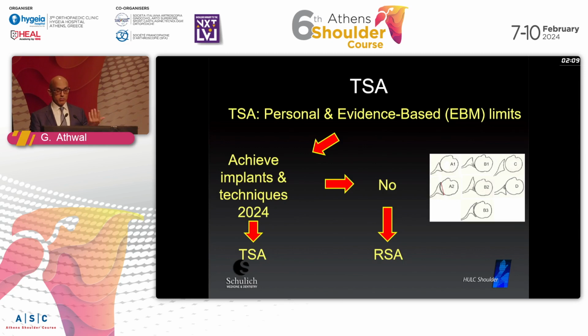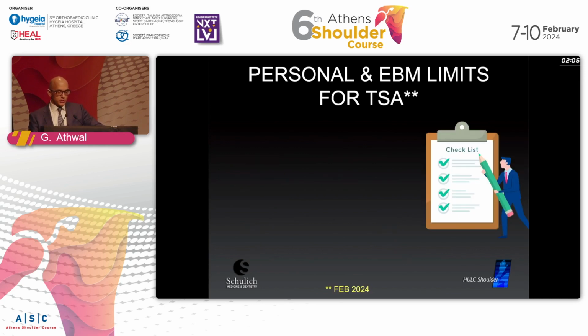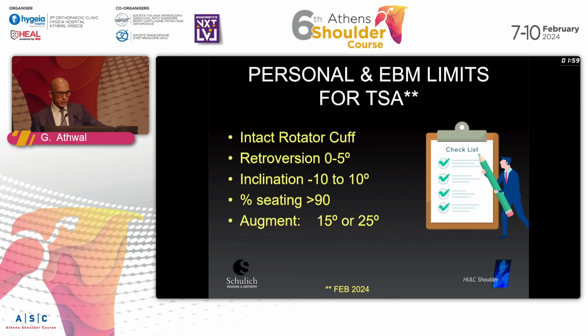So the question is what are my evidence-based limitations and personal limitations? Here they are, and I've put a little asterisk here because this is based off today, because this changes as more literature comes out. For me to do an anatomic total shoulder arthroplasty, they have to have an intact cuff. I personally believe that we have to correct the retroversion to under 5 degrees. That's a personal thought, it's not evidence-based. Evidence-based would probably say at least correct to 10 degrees of retroversion. Inclination, the evidence would say minus 10 to plus 10. My personal is 0 to 10 degrees of superior inclination.